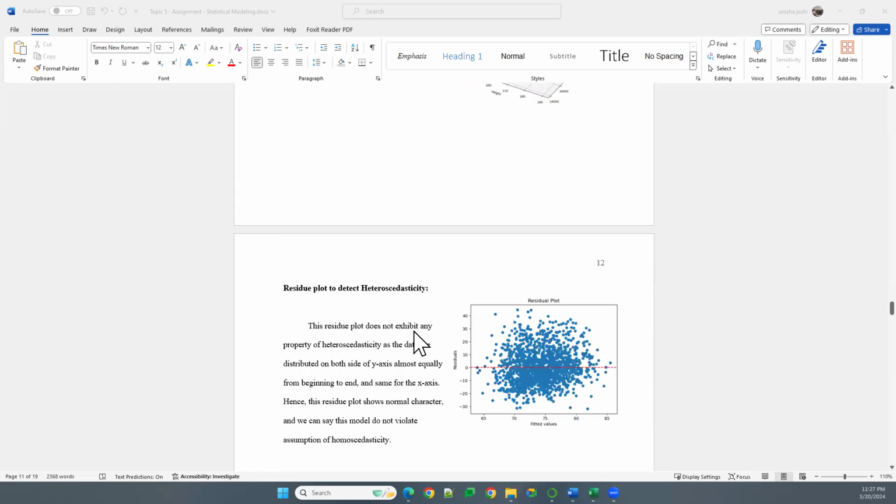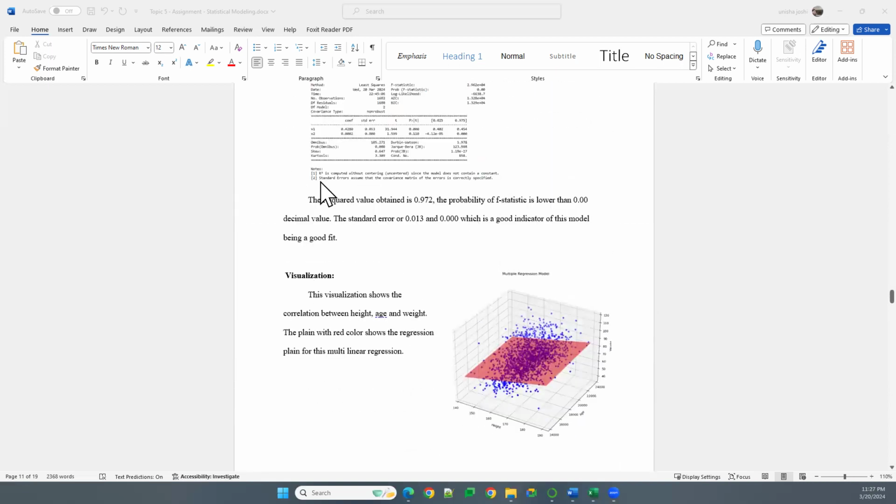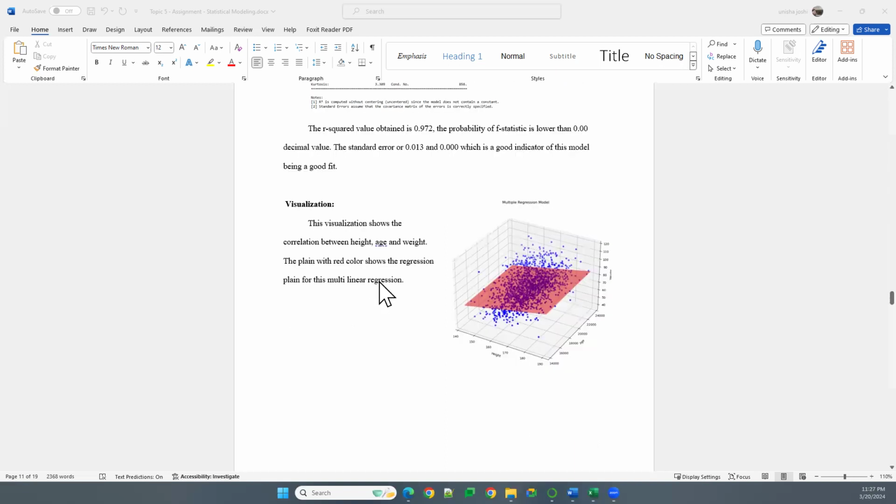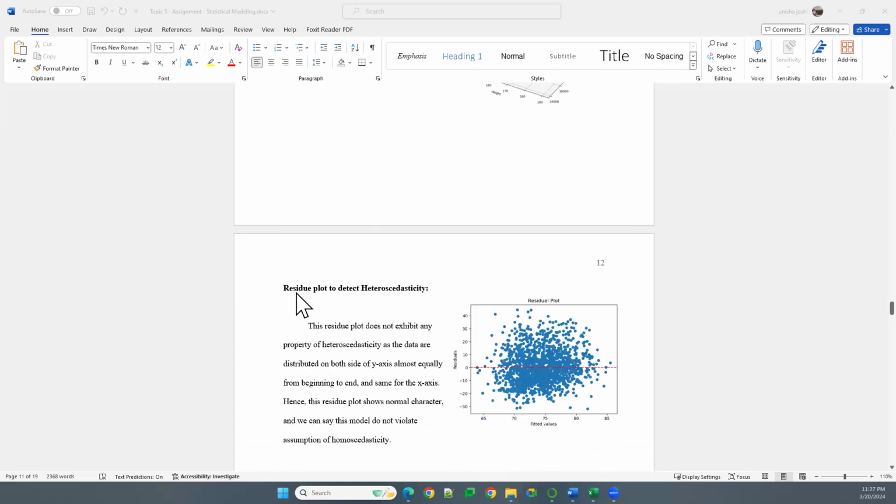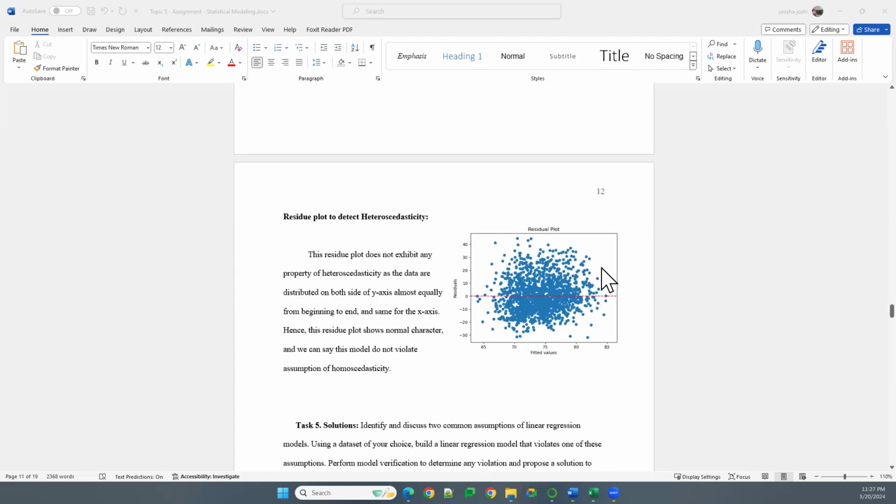And since I didn't get any error message for the multicollinearity, I did the residue plot to detect the heteroscedasticity. And if we check here, the data set seems to be pretty much normal. The residue plot seems to be pretty much normal, and this concludes that it hasn't violated the assumption of homoscedasticity.